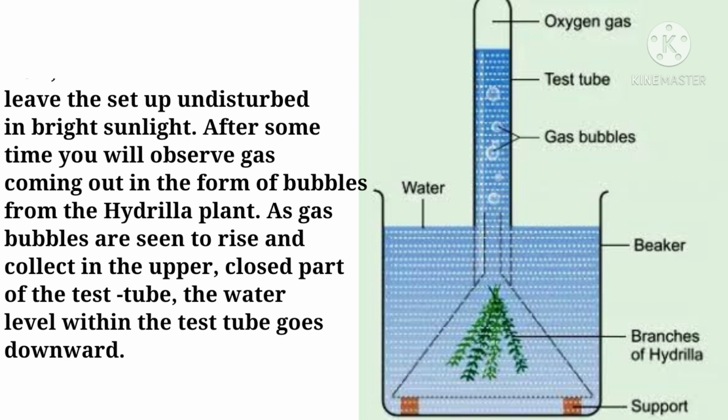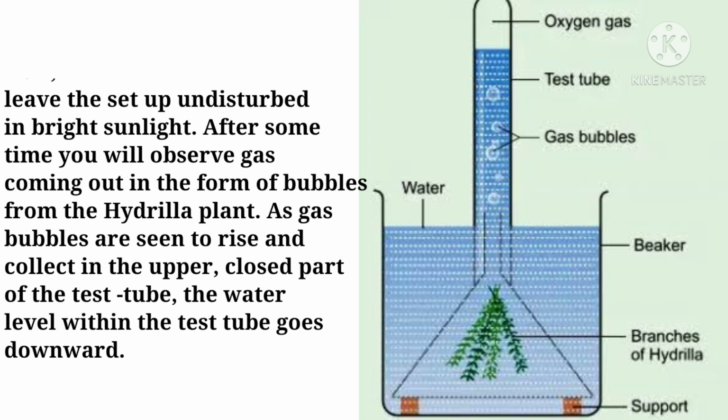undisturbed in bright sunlight. After some time you will observe gas coming out in the form of bubbles from the hydrilla plant. As gas bubbles are seen to rise and collect in the upper closed part of the test tube, the water level within the test tube goes downward.